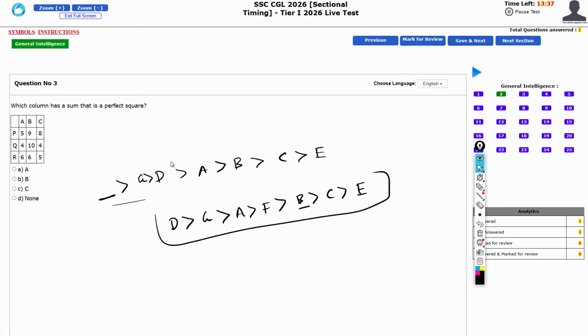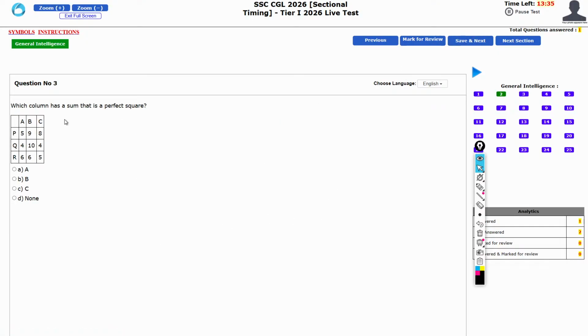So the next one is: which column has a sum that is a perfect square. So 5, 10, 15, no. 15, 25, so B.